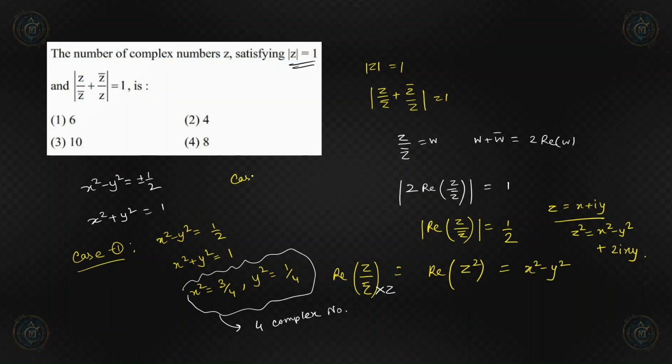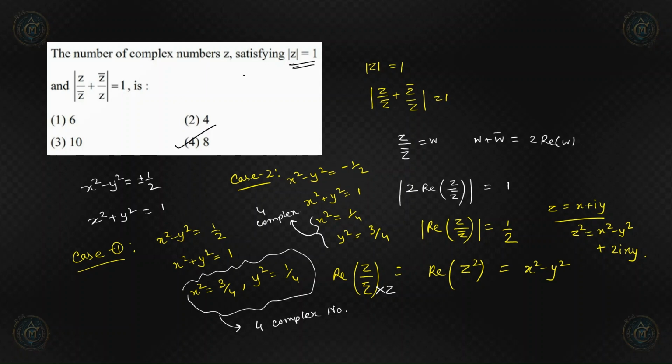Now let us analyze case 2 here. So case 2: x square minus y square equal to minus half, and x square plus y square equal to 1. So we have x square as 1 by 4 and y square as 3 by 4, right? So we again have here 4 distinct complex numbers. So altogether we have total 8 complex numbers satisfying these two simultaneous equations.